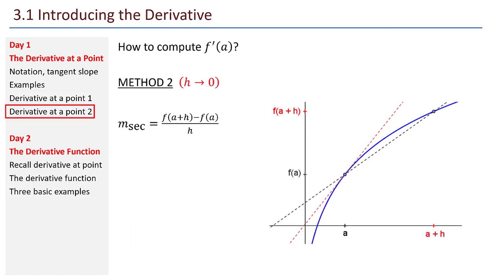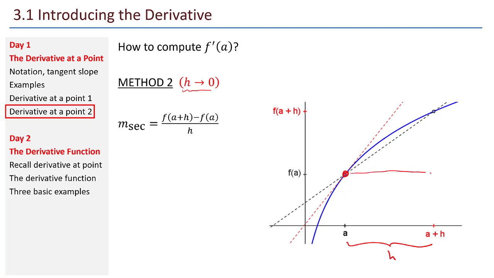Here is method number 2 for computing the derivative at a point. I call this the h approaches 0 method. As before, we have our point a that we want the slope of the tangent line at. I'm going to pick some point to the right of that, at a distance of h to the right. Instead of labeling it x, I can just label it a plus h.